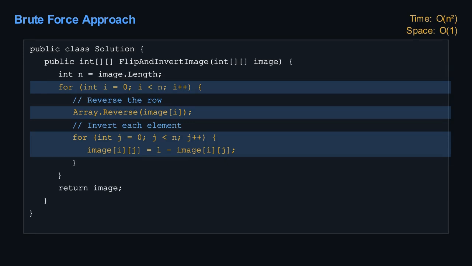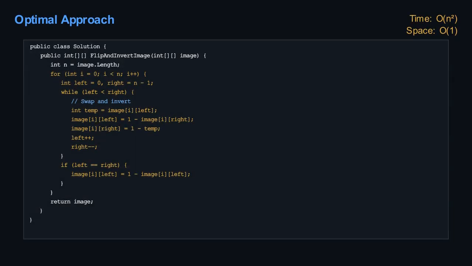While this approach works, it feels like we're doing two separate passes over the data for each row. Can we be more clever and combine these operations? The key insight to optimize this problem is to combine the flipping and inverting operations into a single pass for each row. Instead of reversing a row completely and then going back to invert it, we can do both at the same time as we're swapping elements. This is where the two pointers pattern comes in handy.